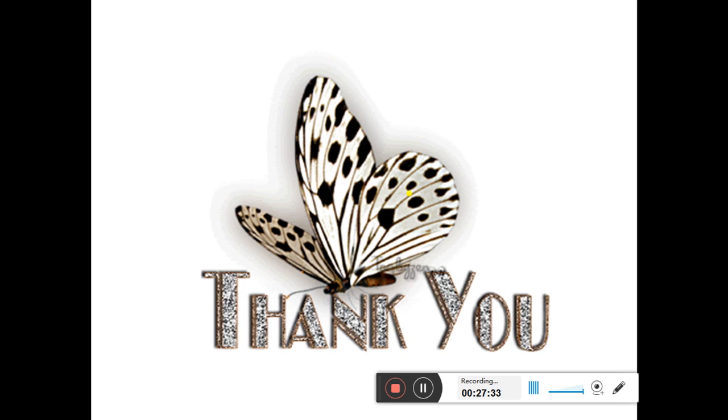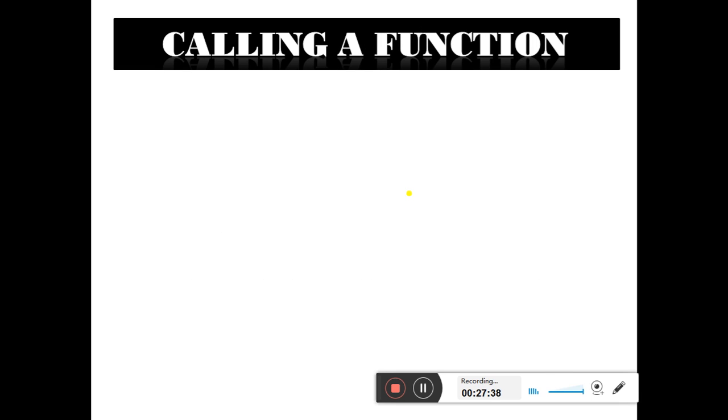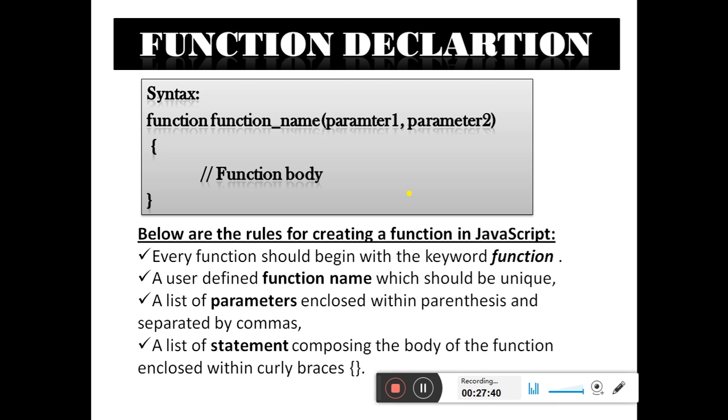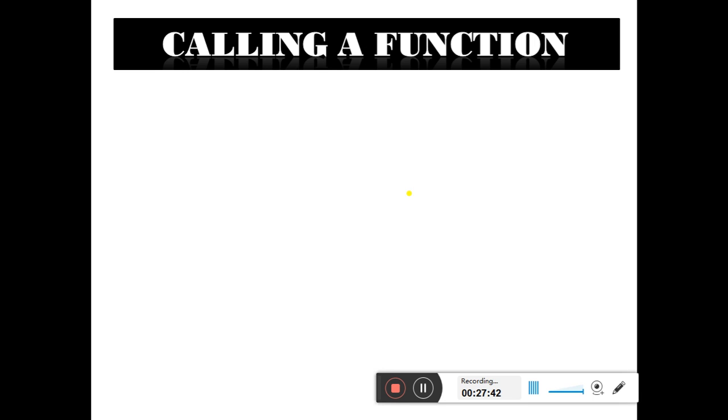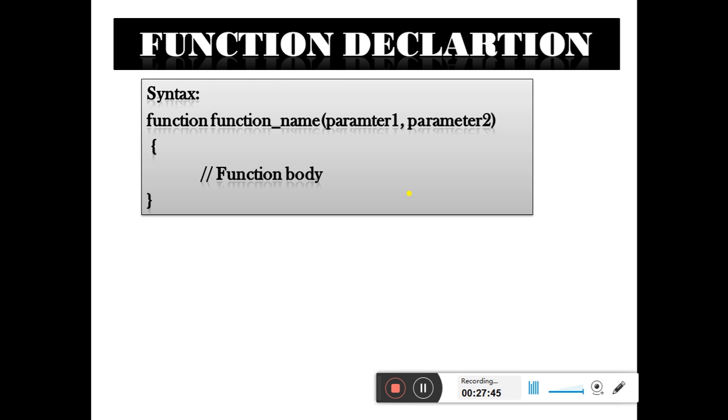In user defined function there are two steps: one is function declaration and another one is function calling. In function declaration, this is the syntax. You are supposed to first declare it by using the function keyword, just like a variable declaration. First we use the var keyword before declaring the variable. Just like that, here before declaring a function you are supposed to use the function keyword.